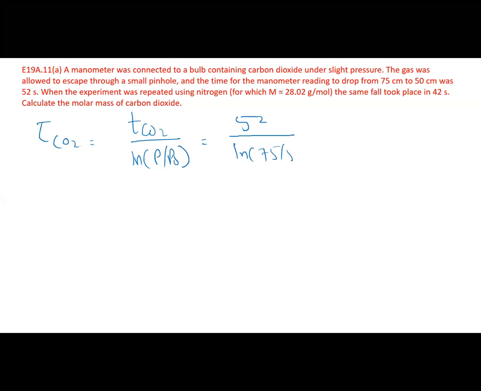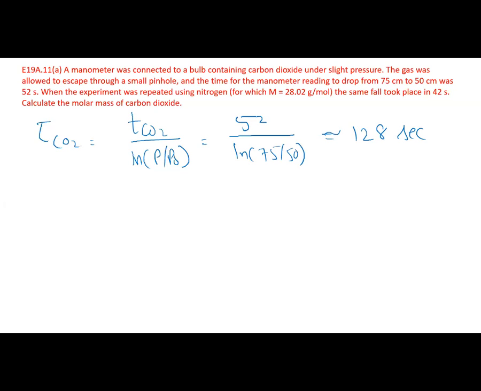In a similar way, we can also calculate this for carbon dioxide, which is the time the manometer takes to drop from 75 to 50 centimeters, and that is 52 over ln 75 over 50. If you calculate this, it becomes 128 seconds.